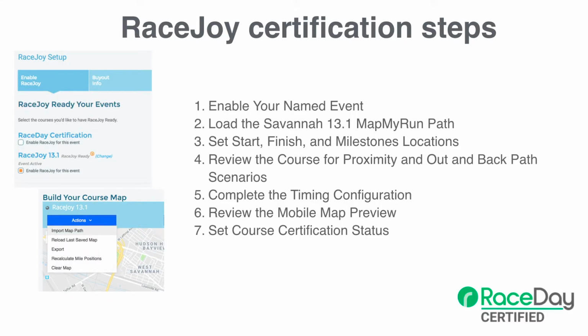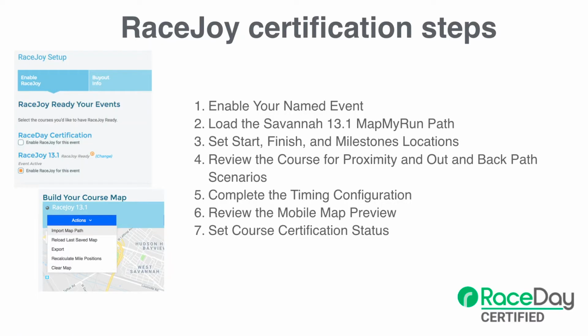So again, here are the certification steps. I'm going to throw it up on the screen here. You're going to load the Map My Run Savannah race. You're going to certify that the start, finish and the milestones are correct. What we told you is that the finish is not right. The finish needs to be moved to Hall Street. You're going to look for proximity and out and back issues, and you're going to have to handle those. Kevin trained you on how to handle the proximity. There are two choices there. One is change the radius. Play around with the toggle radius so you can see how that works. The other option is add another point.